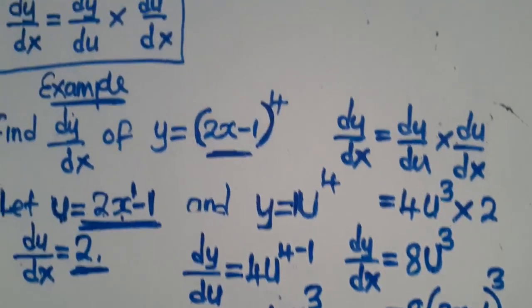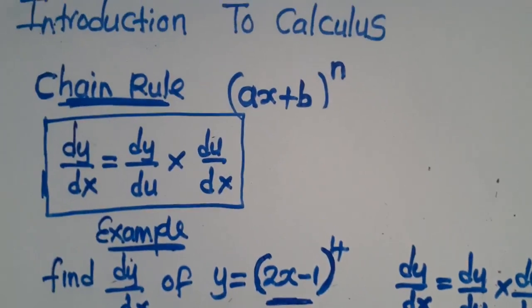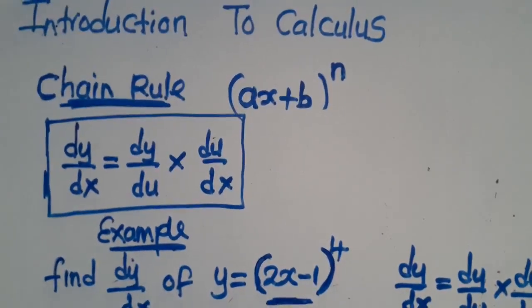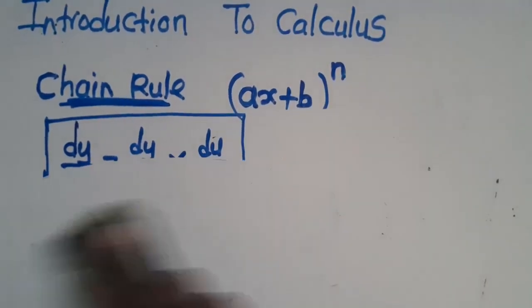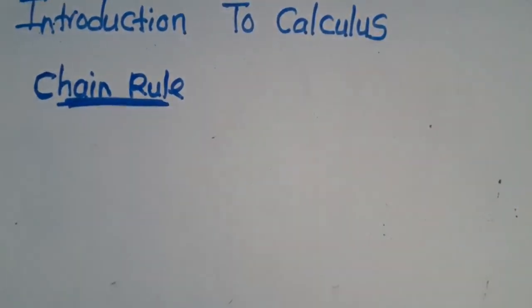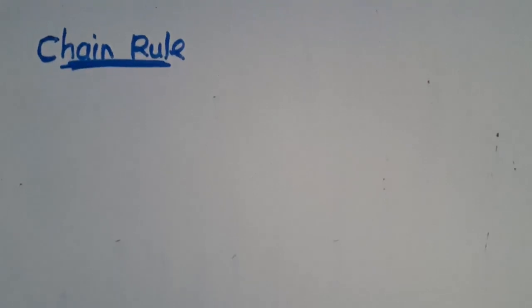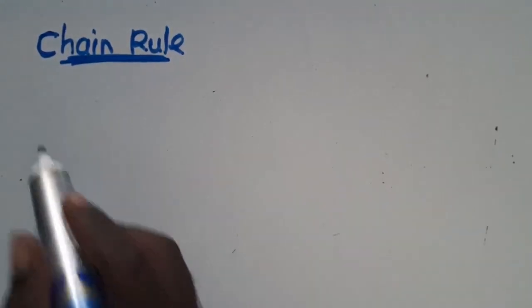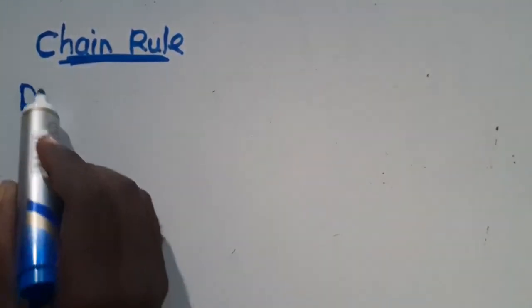Let us now look at example 2. We look at example number 2 under the chain rule. You are told to find, so you are told to differentiate.